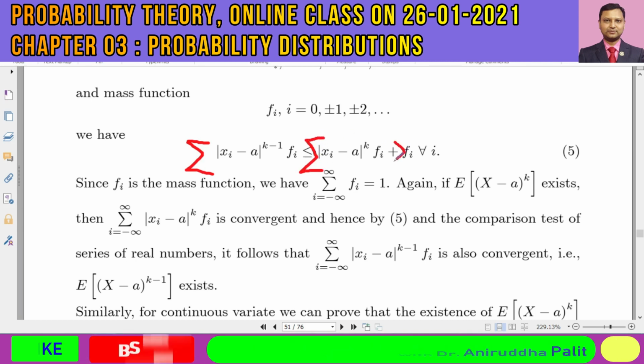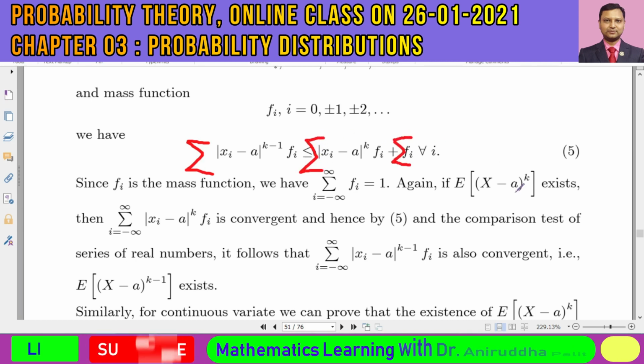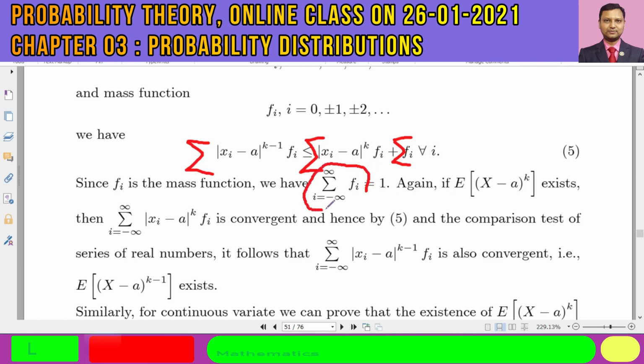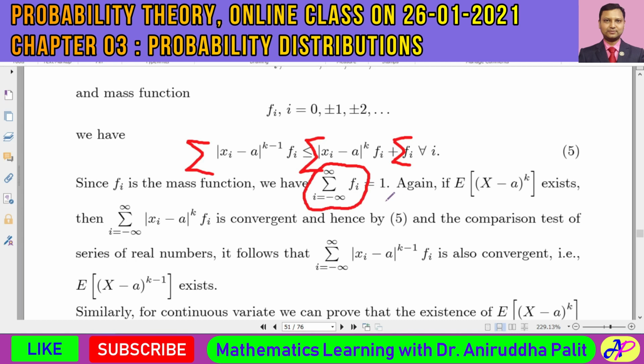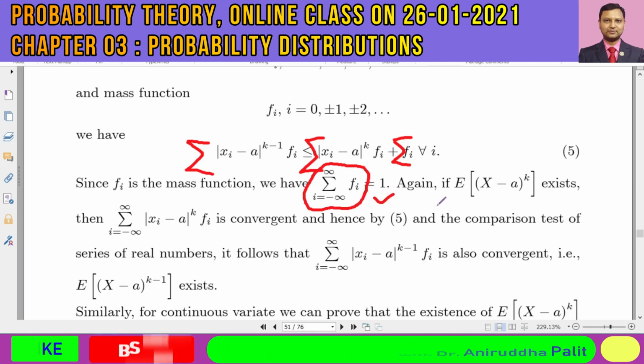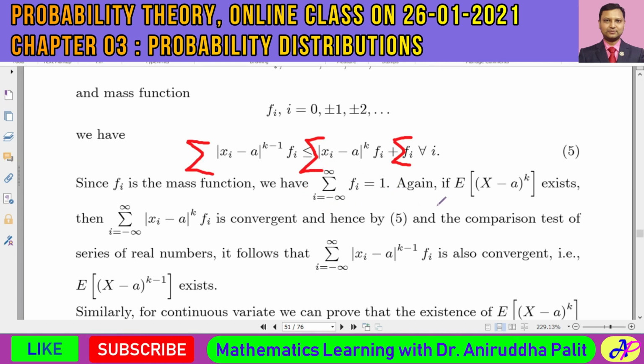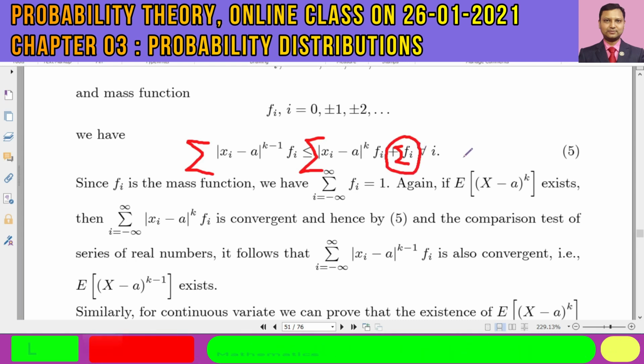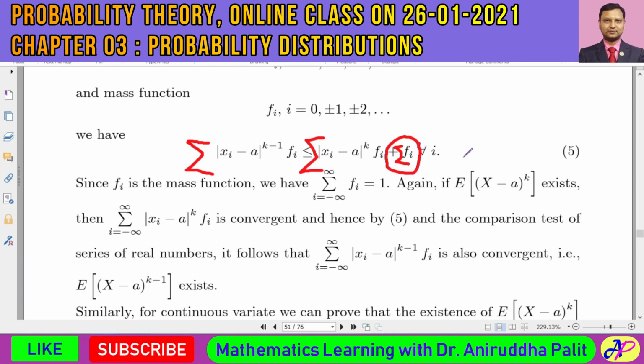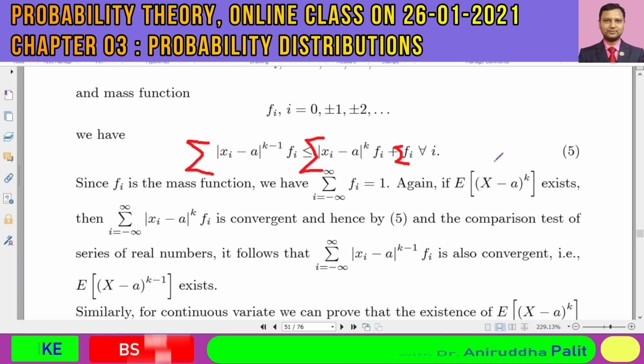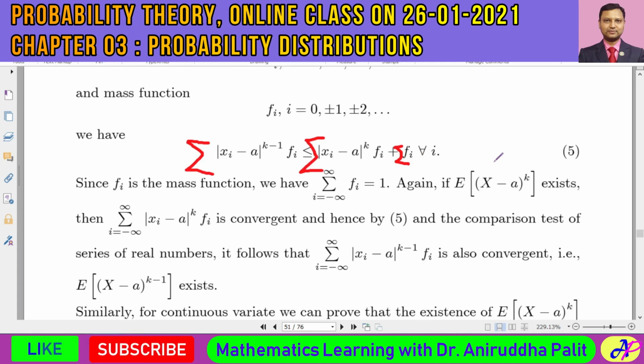And we shall get one more summation over here. And we know that this kind of summation from i equal to minus infinity to infinity of fi, this total value is equal to 1. So we can say that this summation of fi is actually a finite quantity. This last term in equation number 5, after taking summation, the corresponding expression would be a finite number.